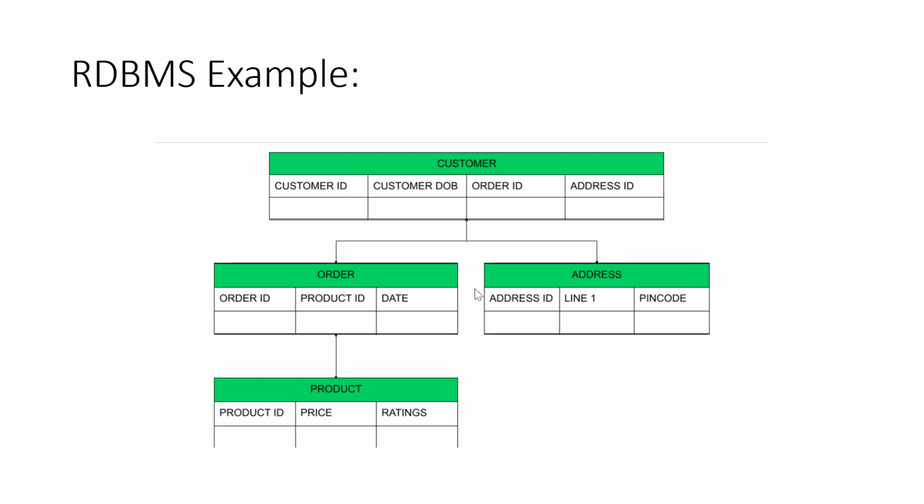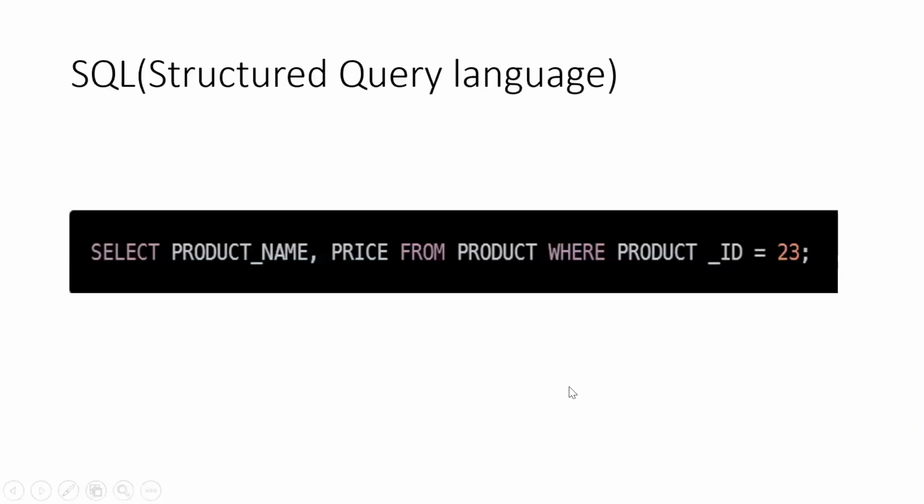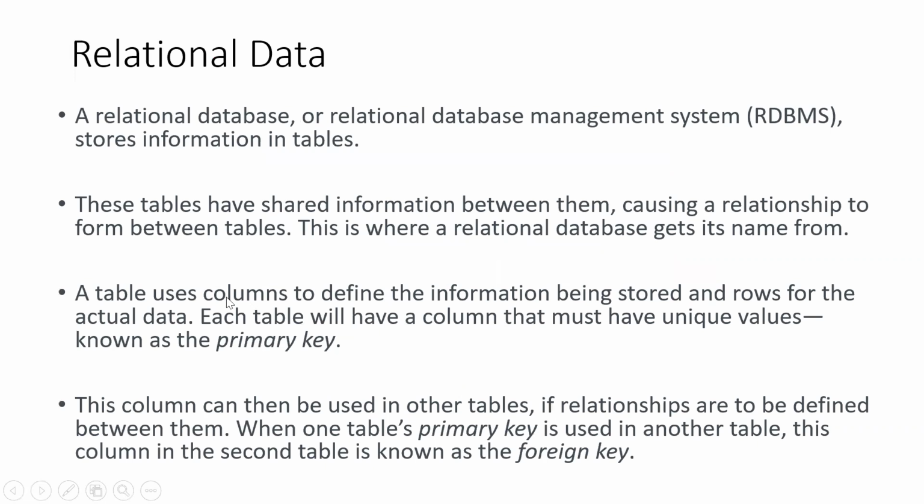So this is how relational database management systems are created. I mean, there should be this concept of a primary key. A table uses columns to define the information being stored and rows for the actual data. Each table will have a column that must have unique values, and this is called the primary key.